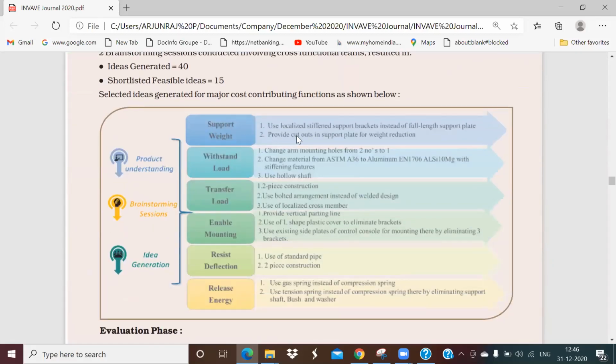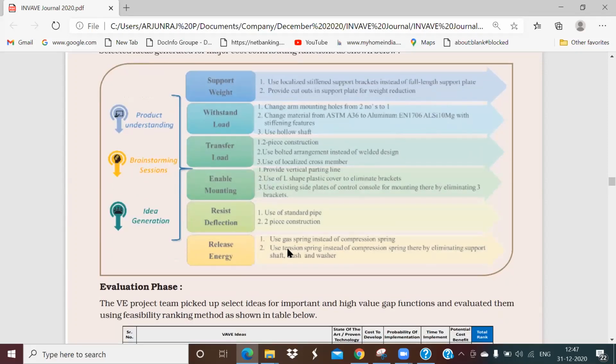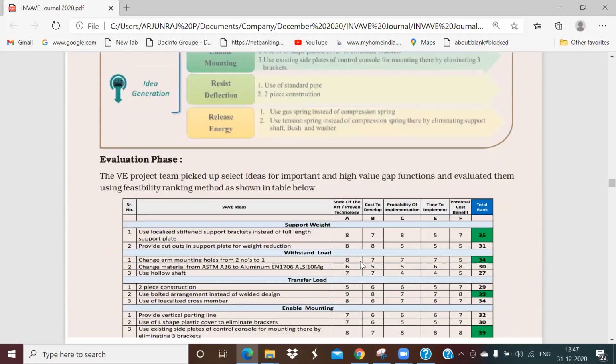For supporting weight, they are going to use a less stiff support bracket. And for withstanding load, they are going to change the material to ASTM standard material A362 aluminum, having aluminum, silicon, magnesium, lead. And for releasing energy, they are going to use gas spring instead of a compression spring. They are going to use the tension spring instead of a compression spring, by eliminating the support of shaft, bush and washer.